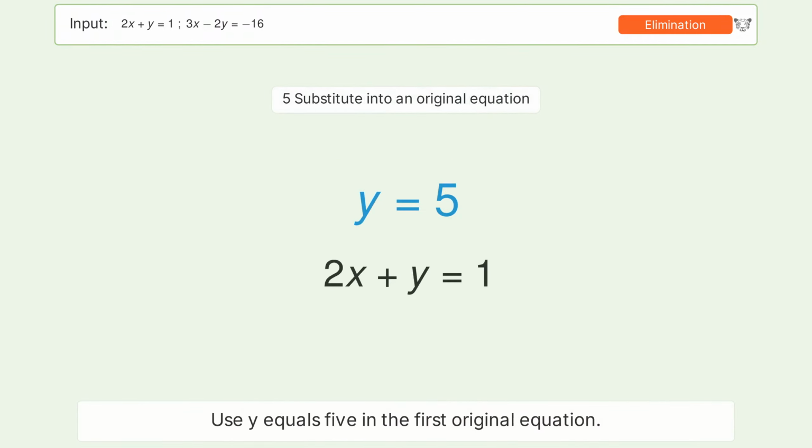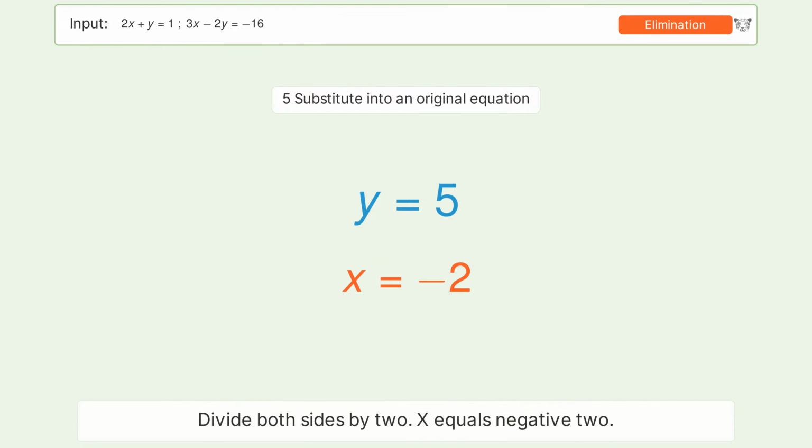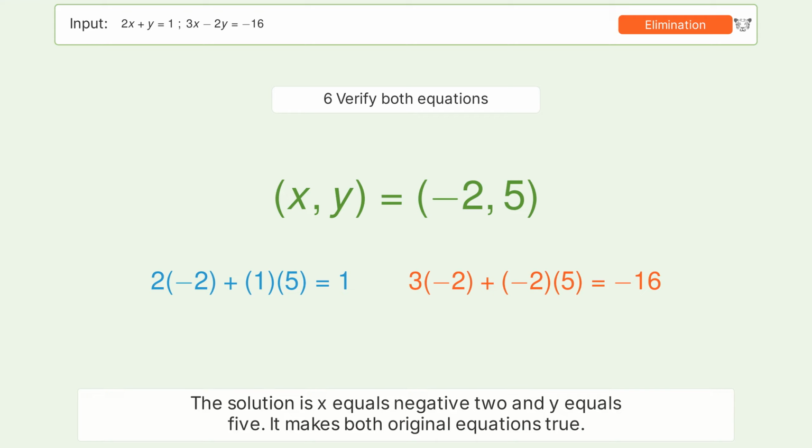Use y equals 5 in the first original equation. Replace y with 5. The remaining x term equals negative 4. Divide both sides by 2. X equals negative 2. The solution is x equals negative 2 and y equals 5. It makes both original equations true.